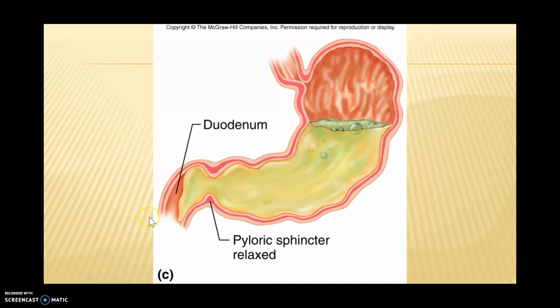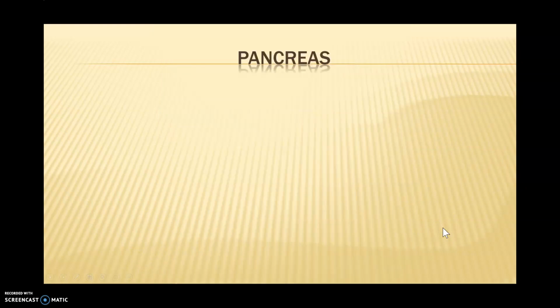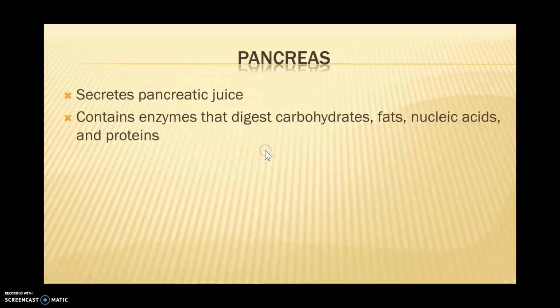So the food is coming down into our small intestine, into the duodenum. The first accessory organ that we're going to talk about here is the pancreas. The pancreas is really responsible for most of the chemical digestion. It secretes pancreatic juice, and what's in that pancreatic juice is enzymes to digest all of the different macromolecules that we would find in our food. So carbohydrates, fats, nucleic acids, and proteins. So what that means is that our pancreatic juice really can digest anything you throw at it.